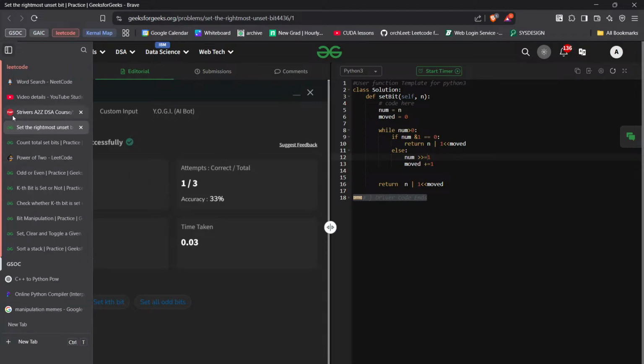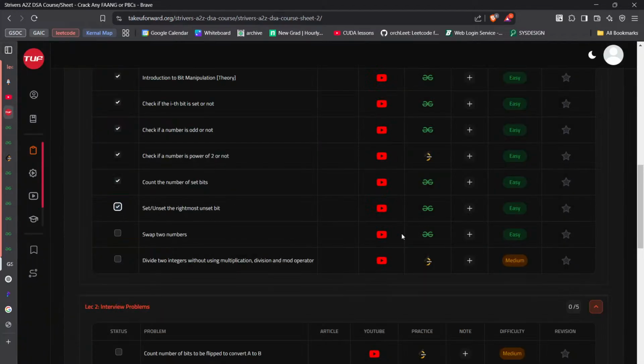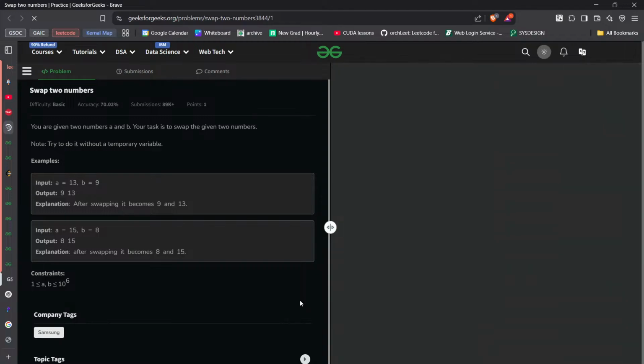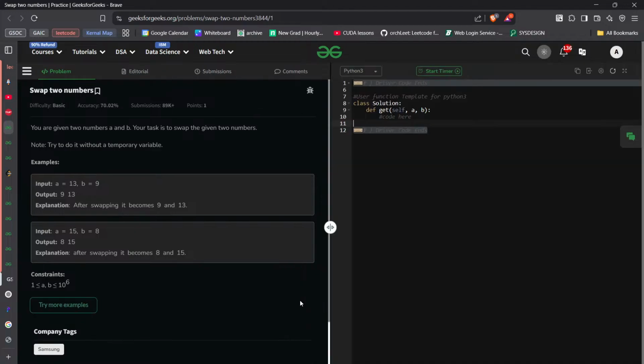Good. This is done. Swap 2 numbers. Let's do this also. Swapping 2 numbers. You are given 2 numbers A and B. Your task is to swap the given 2 numbers. Try to do it without a temporary variable. A and B, and then we'll print 9 and 13, without using a temporary variable. Okay.